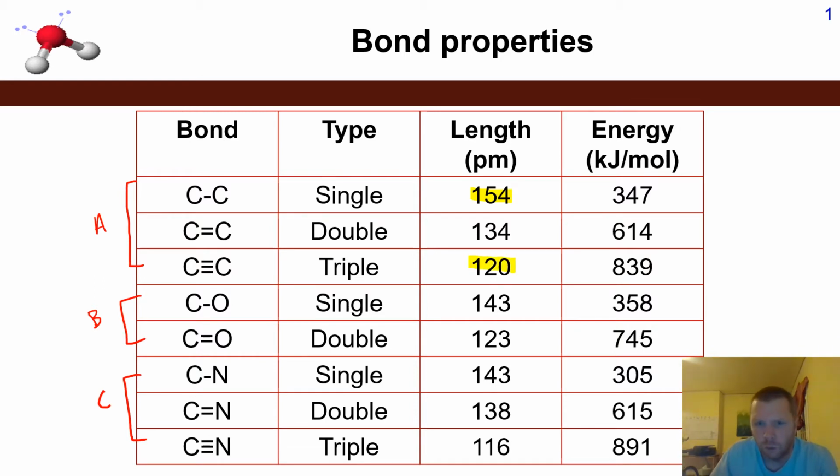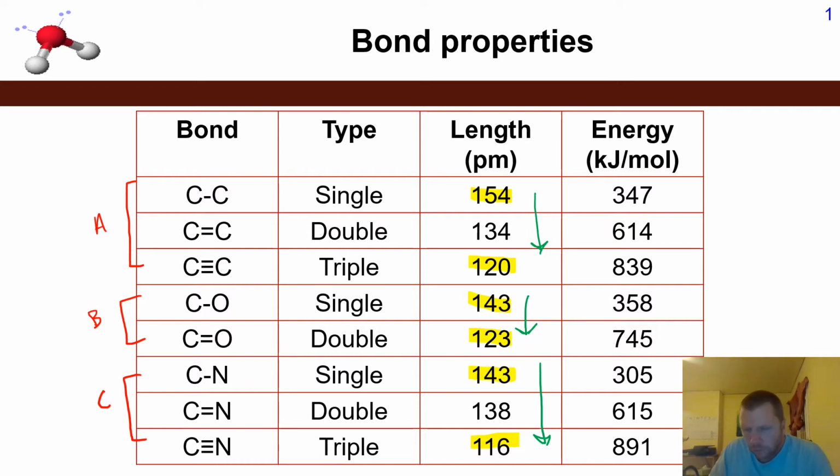Now, if you go down to this group B, we only have a single and a double bond. This is bonds between carbons and oxygens. A single bond is 143 picometers, whereas a double bond is 123 picometers. This last grouping, group C, is carbon-nitrogen bonds. And if you look at a single carbon-nitrogen bond on down to a triple carbon-nitrogen bond, one of the things that you recognize across all of these is that your distance, your bond length, is going down. So as your number of bonds between two atoms increases, your bond length decreases.